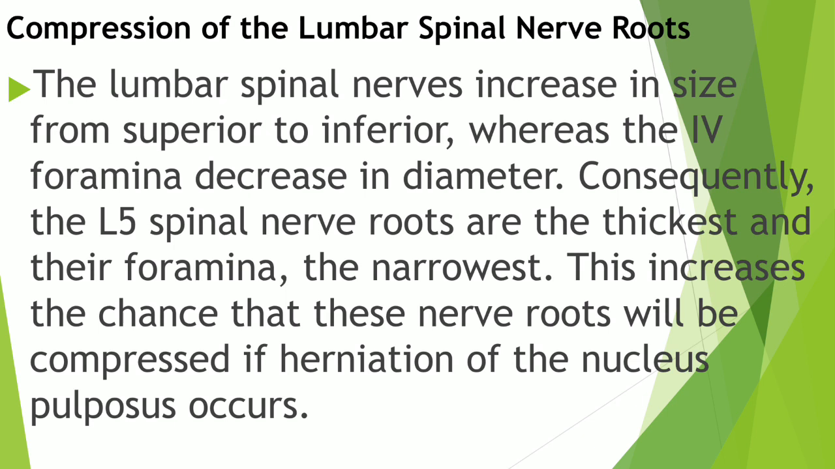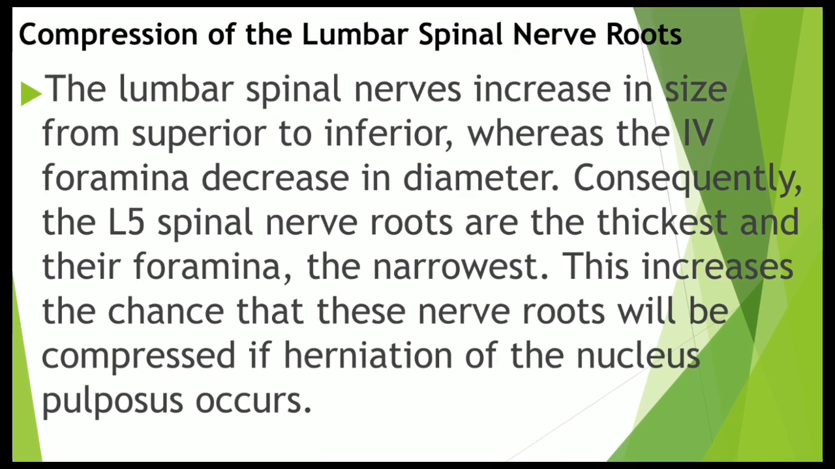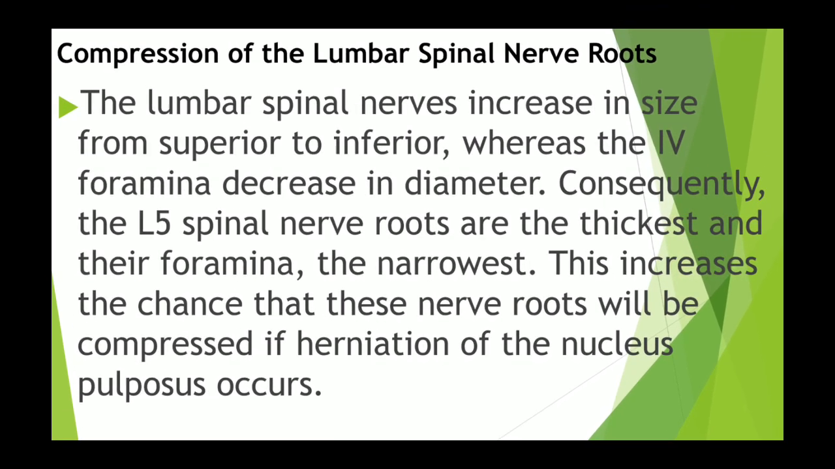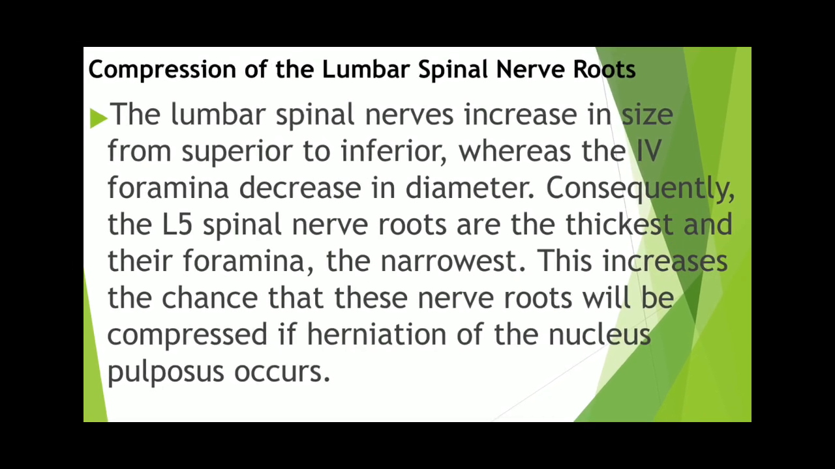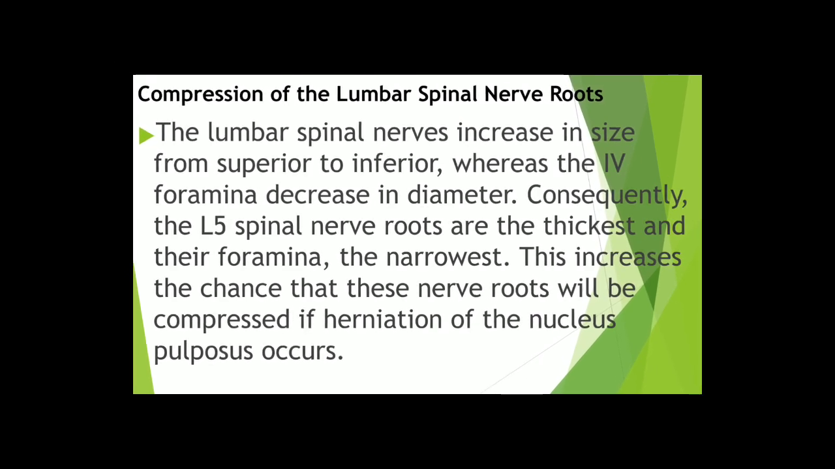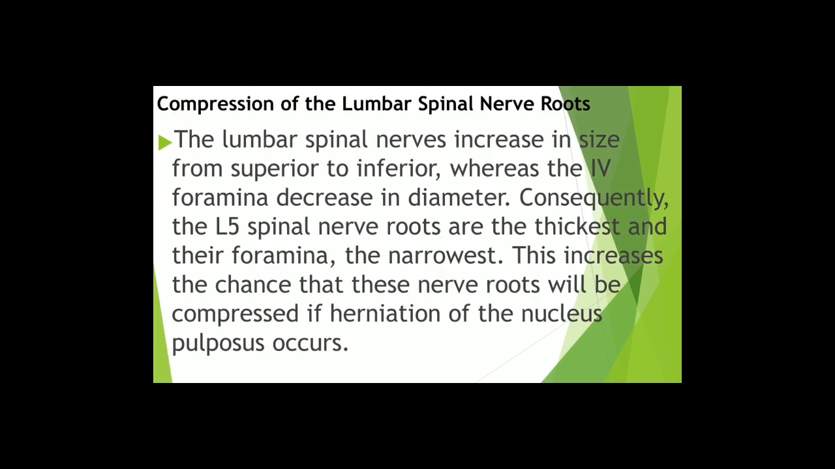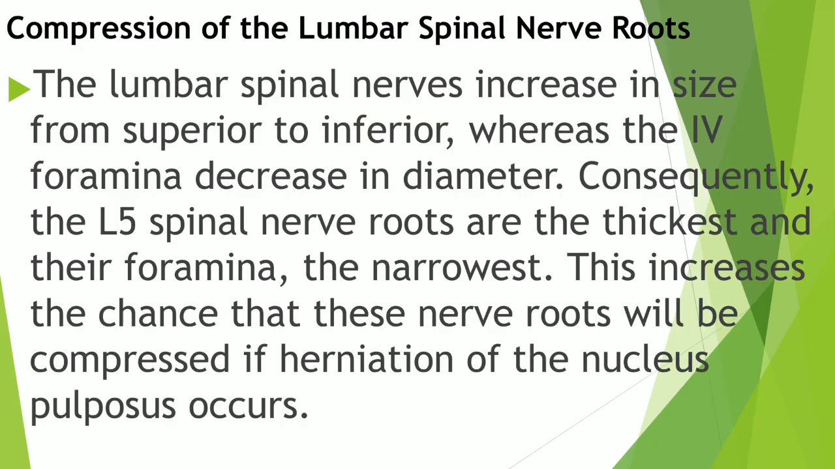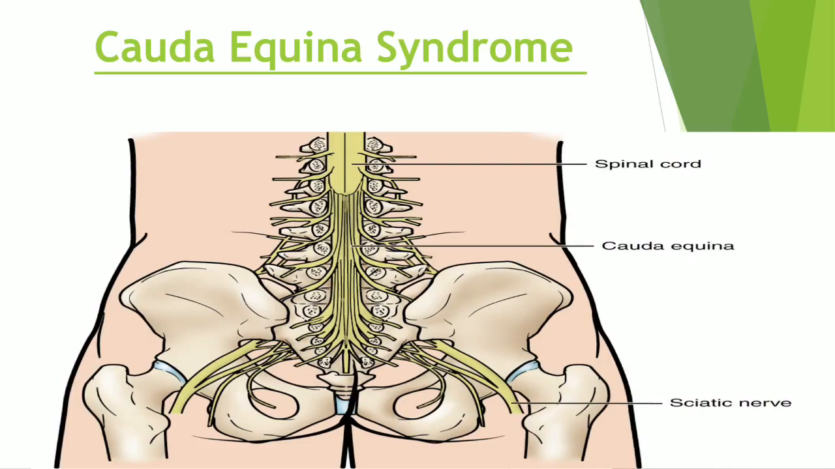You find out that the L5, that's the fifth lumbar vertebra, has a spinal nerve associated with it. Spinal nerve roots there are the thickest, yet their foramina are the narrowest. So there is an increased chance of these nerves being compressed if herniation of the nucleus pulposus occurs. So when these lower spinal nerves, for example, are irritated, you could have cauda equina syndrome. Cauda equina syndrome is illustrated right here.